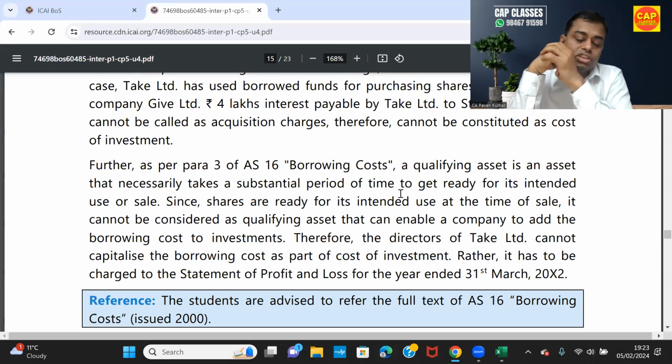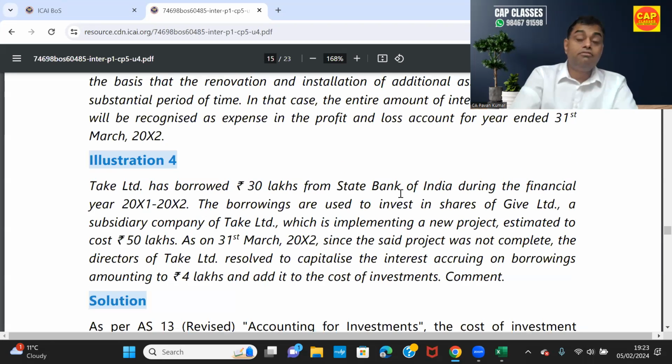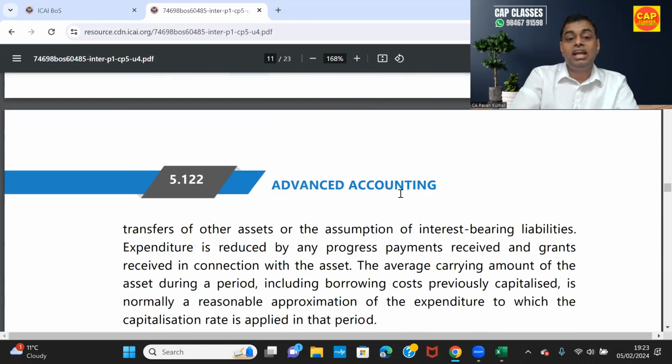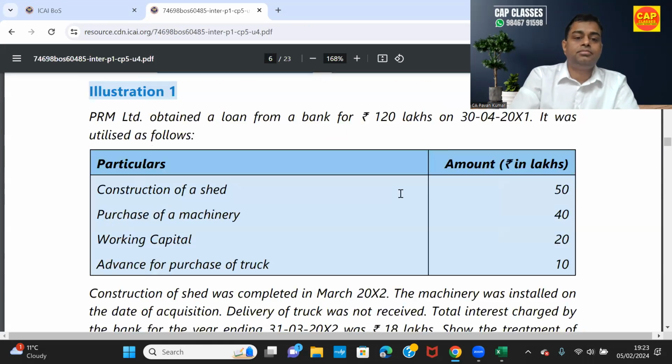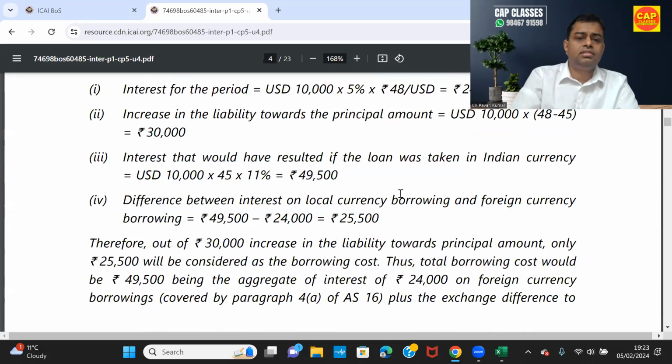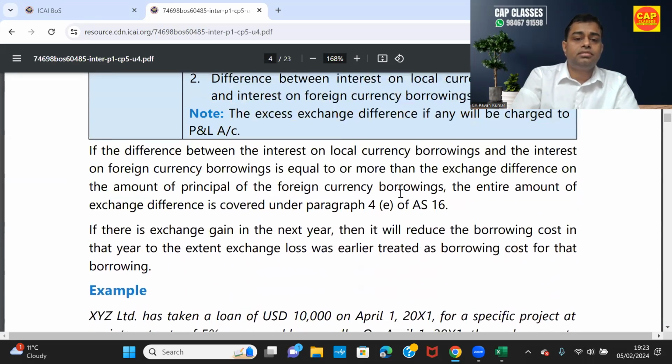Yes, sir. So, are we done with this accounting standard? Something is pending. Para 4.3. Yes. Foreign currency exchange losses. Okay, let us see what it is.